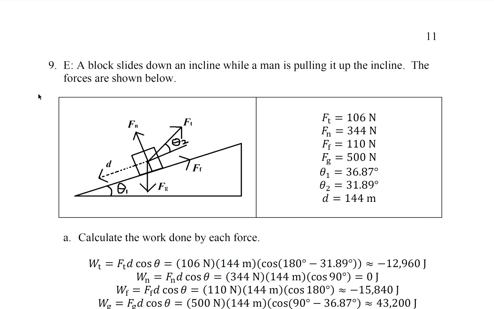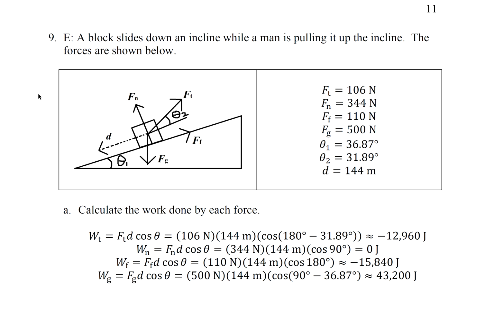Question 9. A block slides down an incline while a man is pulling it up the incline. The forces are shown below. Calculate the work done by each force. So you could see that the object moves down the incline. There's a force of tension up the incline. So theta is going to be 180 degrees minus 31.89 degrees.